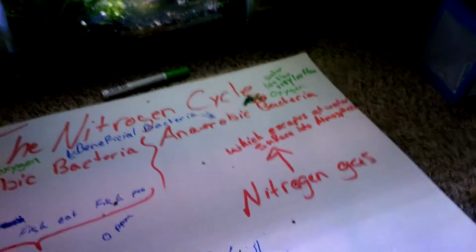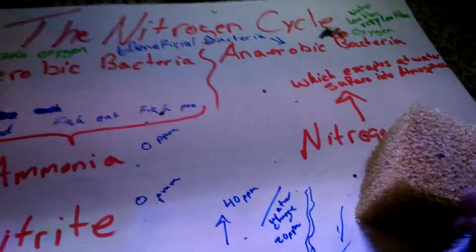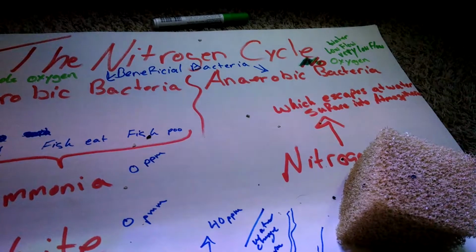The reason why we do not have enough of this, like we have aerobic, and we only have a little bit of this, is because we do not house it, because there's too much air contact within the aquarium.